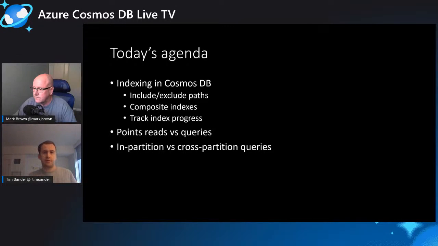Then we'll switch over to queries, talk about the difference between point reads and queries, which is a super commonly misunderstood concept in Cosmos DB. And then we'll close out the whole thing by talking about the difference between in-partition and cross-partition queries, and really talk about a lot of the really important things to understand when running cross-partition queries in Cosmos DB. Yeah, that sounds cool.